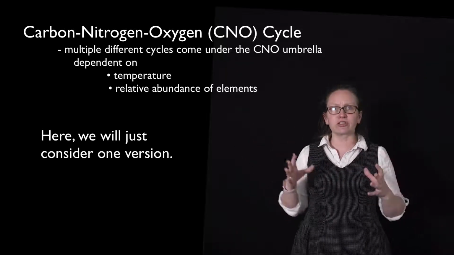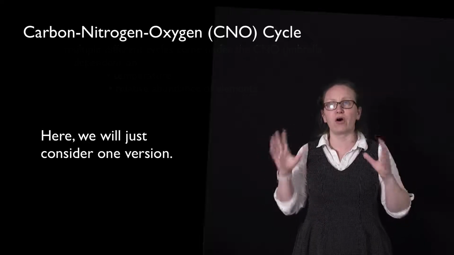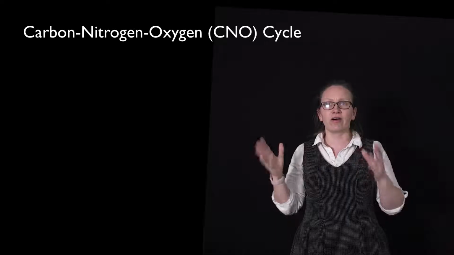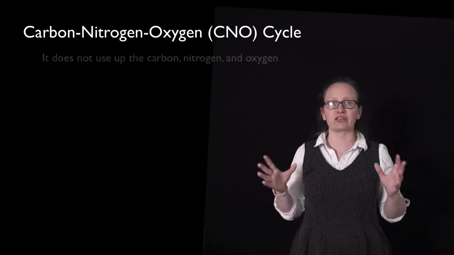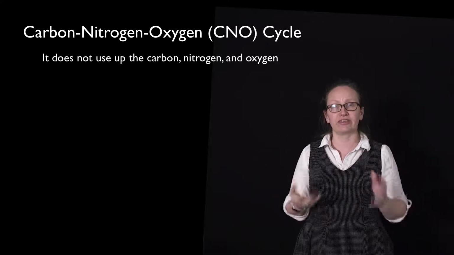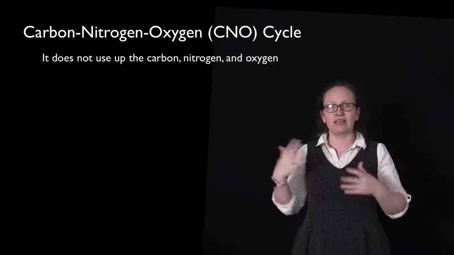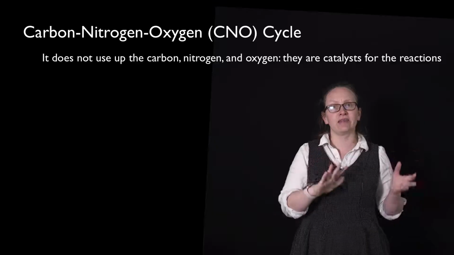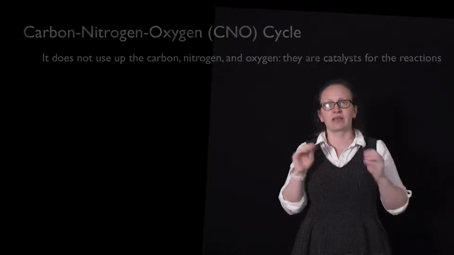So here we'll just consider one example of the carbon-nitrogen-oxygen cycle. With the carbon-nitrogen-oxygen cycle, it doesn't actually use up the carbon, nitrogen and oxygen involved. Rather, these are catalysts. They're needed for the reactions to take place, but then they're released again at the end. Okay, so let's start with carbon-12.